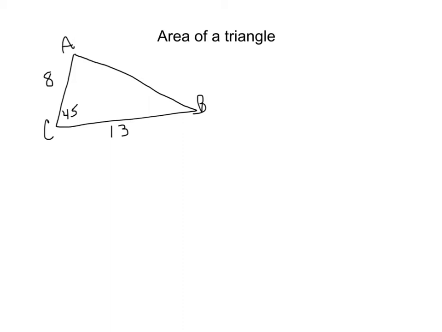Now I could draw a height. I could certainly drop a height, and then use right triangle trig to figure out the height, blah, blah, blah. I'm not going to do that. I'm going to actually show you a manipulation of this to find a formula so that when I know two sides and the included angle, like this diagram, it's just a simple formula to plug it into, and you'll be done.